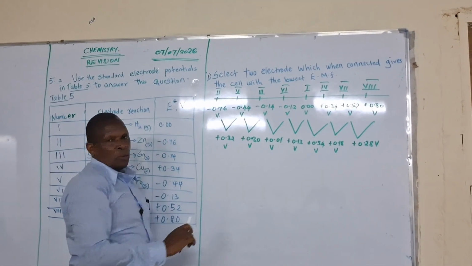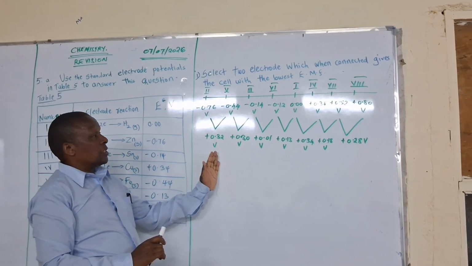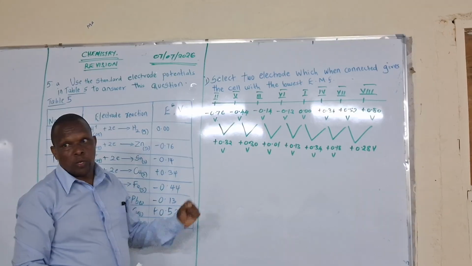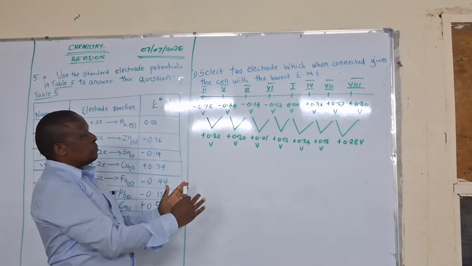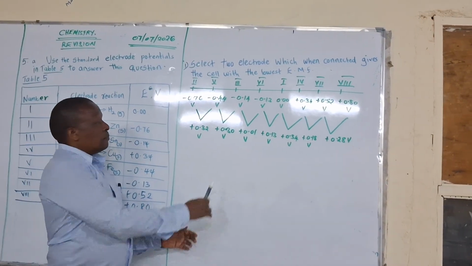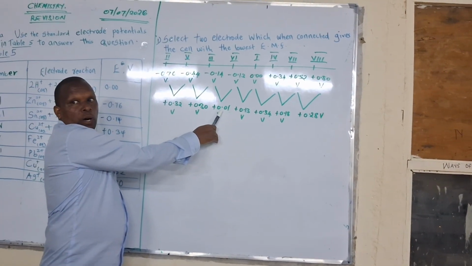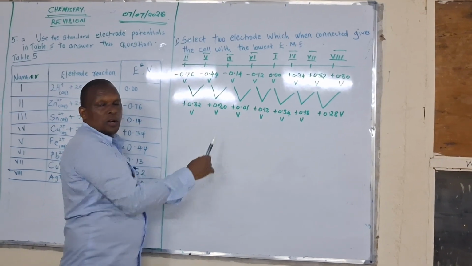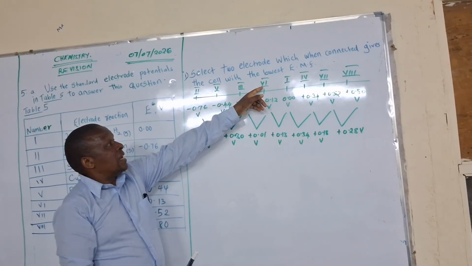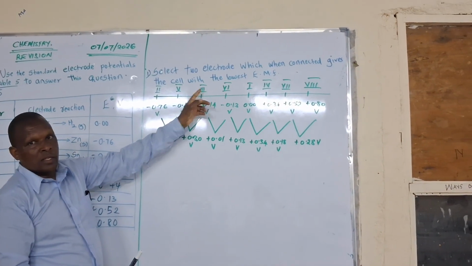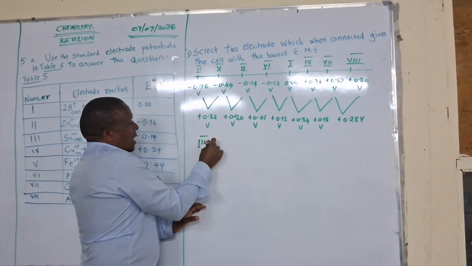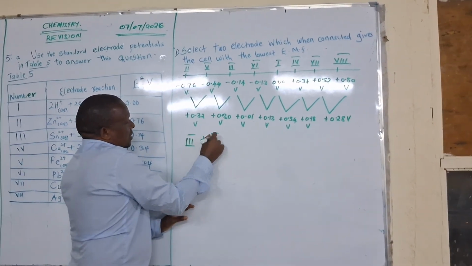So all these reactions will take place because the standard electrode potential for the cell is positive, meaning that all reactions will occur. So we are going to choose which is the smallest between all these. Now the smallest is positive 0.01, okay? Positive 0.01, which is the cell formed between half cell 6 and half cell 3. So your answer will be Roman 3 and Roman 6.